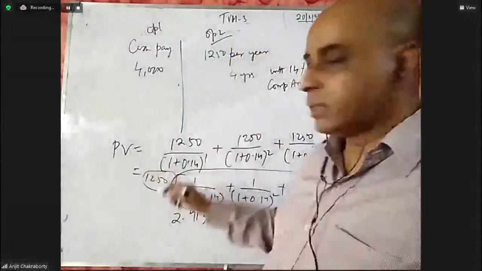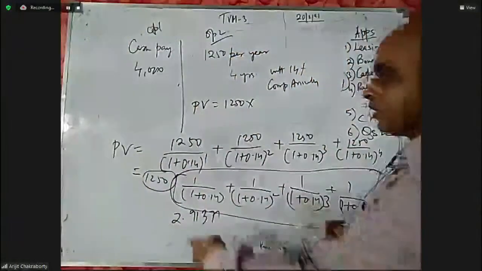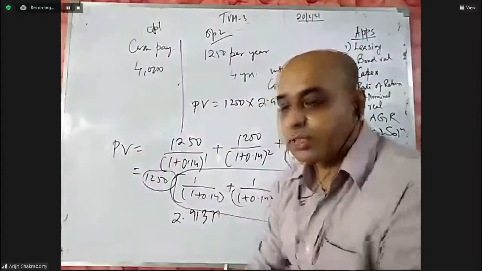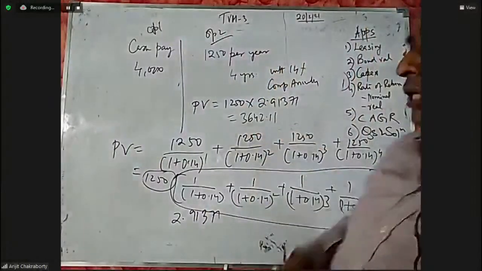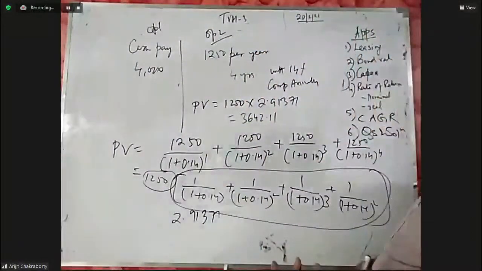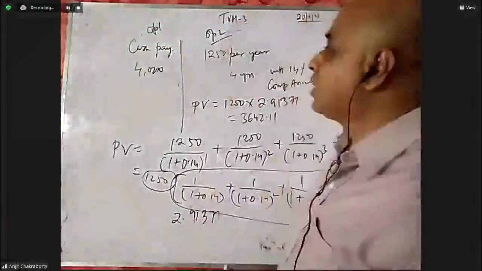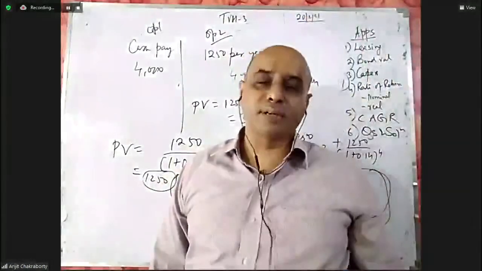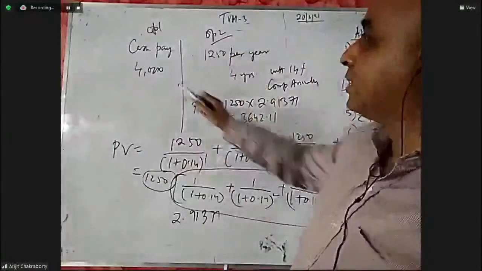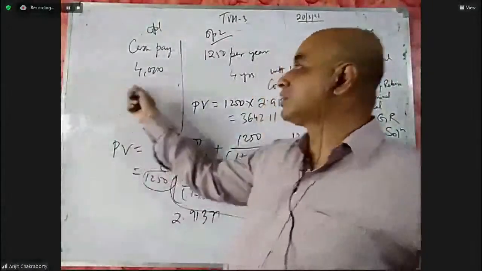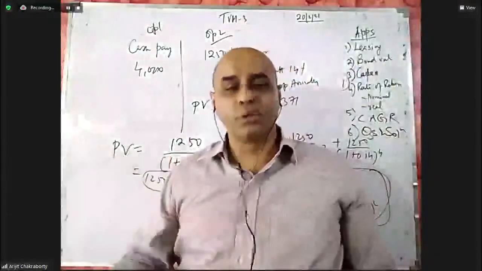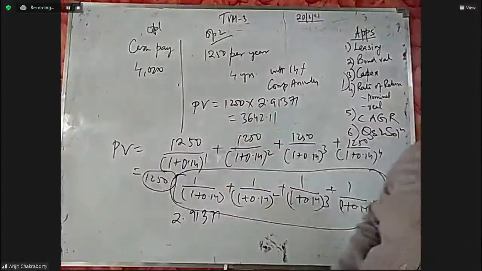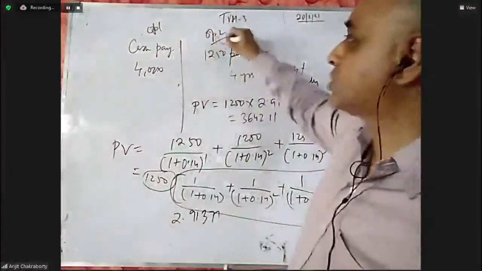We know the cash payment per year. So the present value is 1,250 multiplied by the present value factor, 2.91371. If I multiply it, I get 3642.11. That means if I buy, I have to pay 4,000, and if I take it on lease, I ultimately pay 3642.11. Which one is lesser? Leasing is lesser. If you make a cash payment, the total impact on your pocket is 4,000. If you buy it on loan and pay an equal annual payment of 1,250 per year, you ultimately pay 3642. So in this case, leasing, option 2, is preferable.